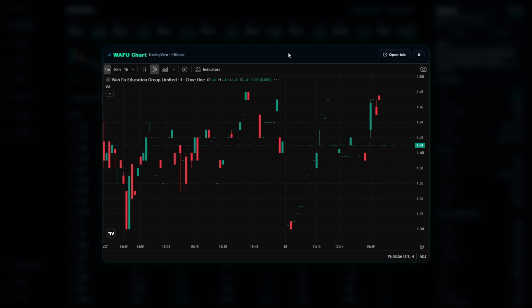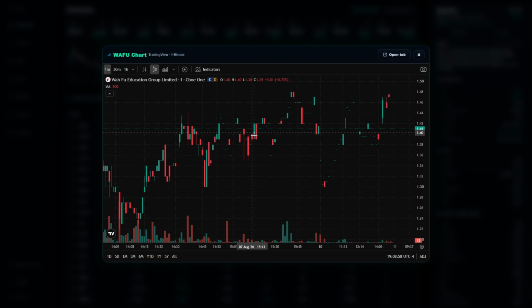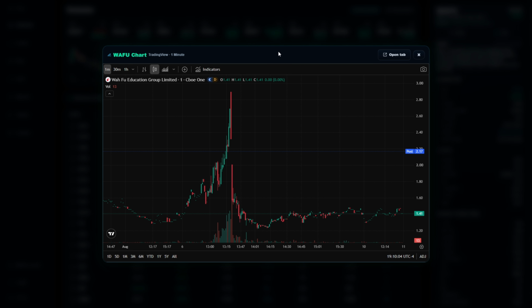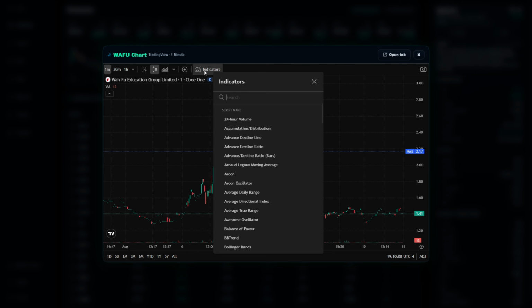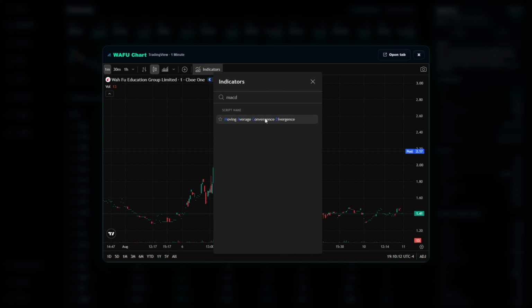The interactive chart allows you to quickly review recent price action without leaving ScanRover. This makes it easy to combine technical analysis with company news and momentum data, all within the same workspace.